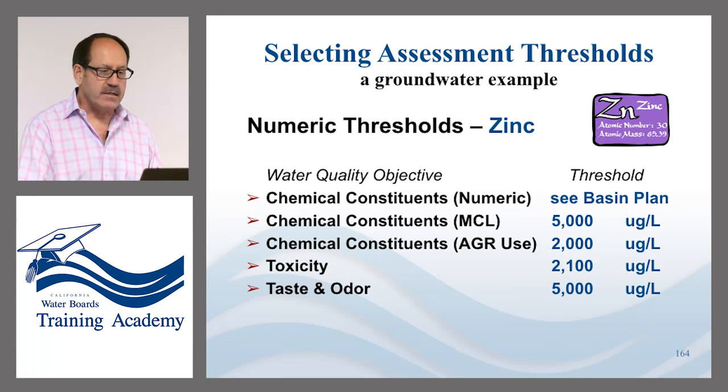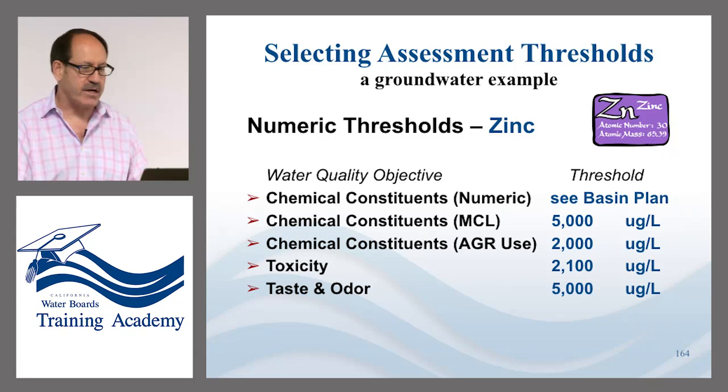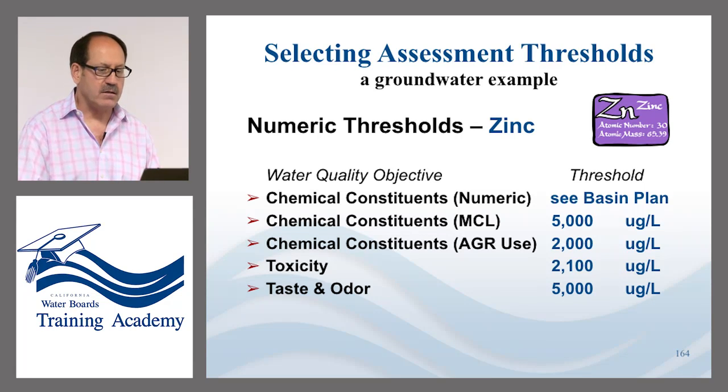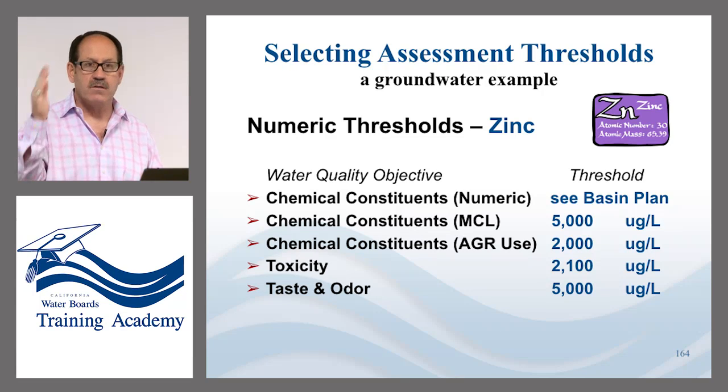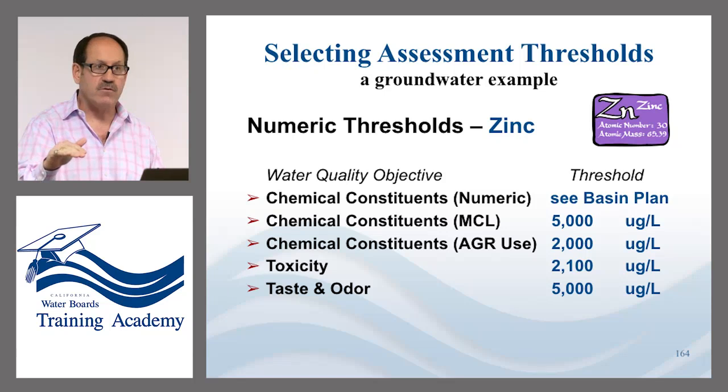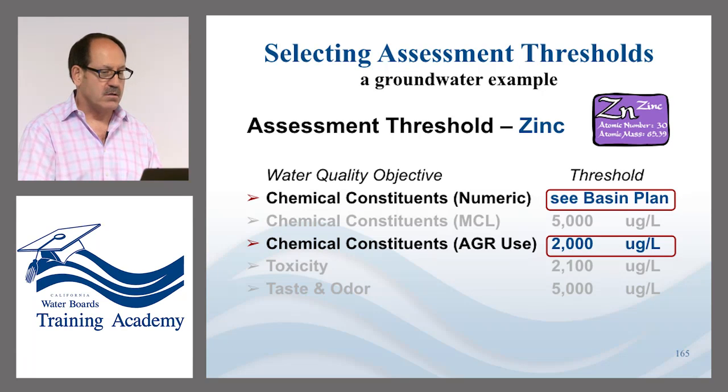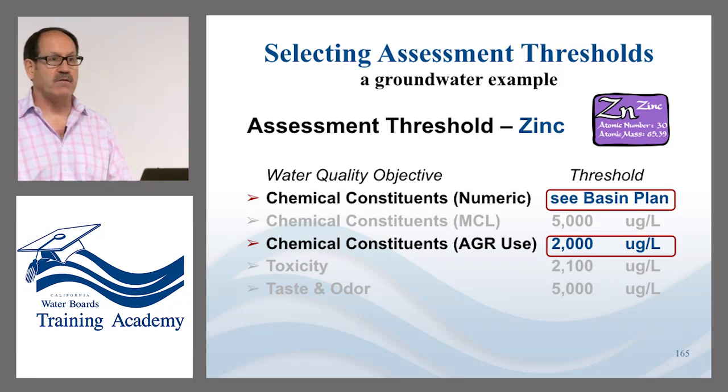So here is a summary of what we have for numeric thresholds for zinc. You're going to look in your basin plan and see if there's a numeric objective. You can look at the MCL, the ag use value, the toxicity value, the taste and odor value. These all will be in your little table that you've created using the groundwater algorithm. And of those, the assessment threshold is the most limiting of those. So it would be 2,000, the ag limit, unless you had a numeric objective that was lower in your basin plan.